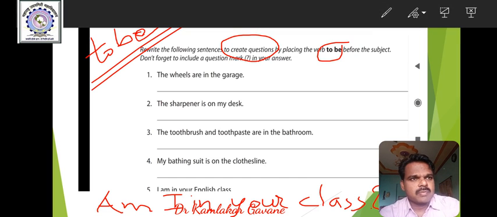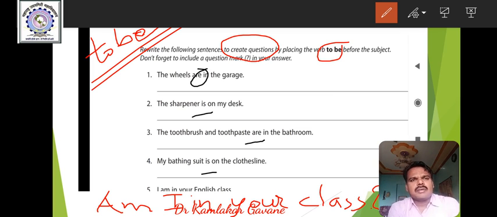In the first sentence, the wheels are in the garage. The form of to be is are. Then the sharpener is on my desk. The form of to be is is. Sentence 3, the toothbrush and toothpaste are in the bathroom. And next, my bathing suit is on the clothesline. And last, I am in your English class. Am.